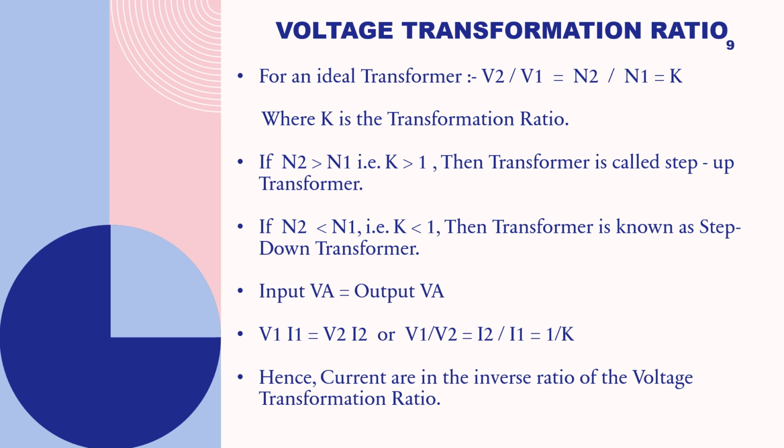Input VA is equal to output VA. That is V1 I1 is equal to V2 I2, or V1 by V2 is equal to I2 by I1, which is equal to 1 by K. Hence, currents are in inverse ratio of voltage transformation ratio.